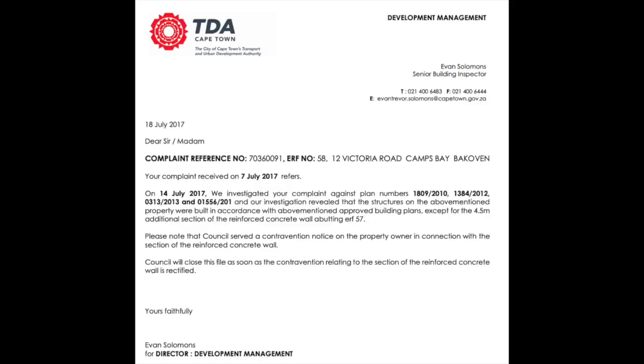On the 18th of July 2017, Mr Evan Solomons sent me a complaint reference number informing me that the property was built in accordance with the above-mentioned approved plans, except for the 4.5 metre additional section of the reinforced concrete wall abutting Erf 57, which is my property. I've never been allowed to know what that 4.5 metre reinforced concrete wall was. We were thinking that it was the reinforced concrete basement retaining wall, but clearly it isn't.